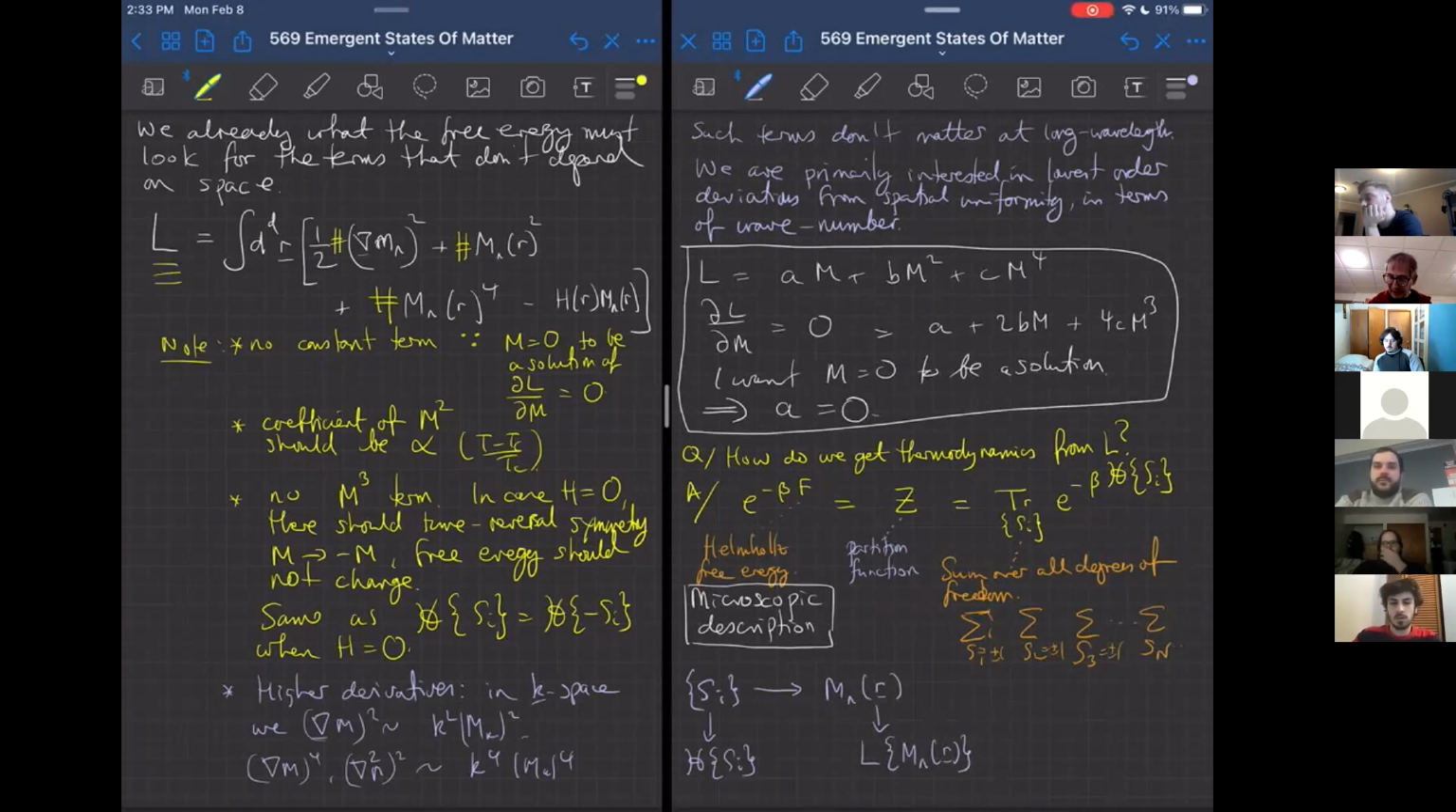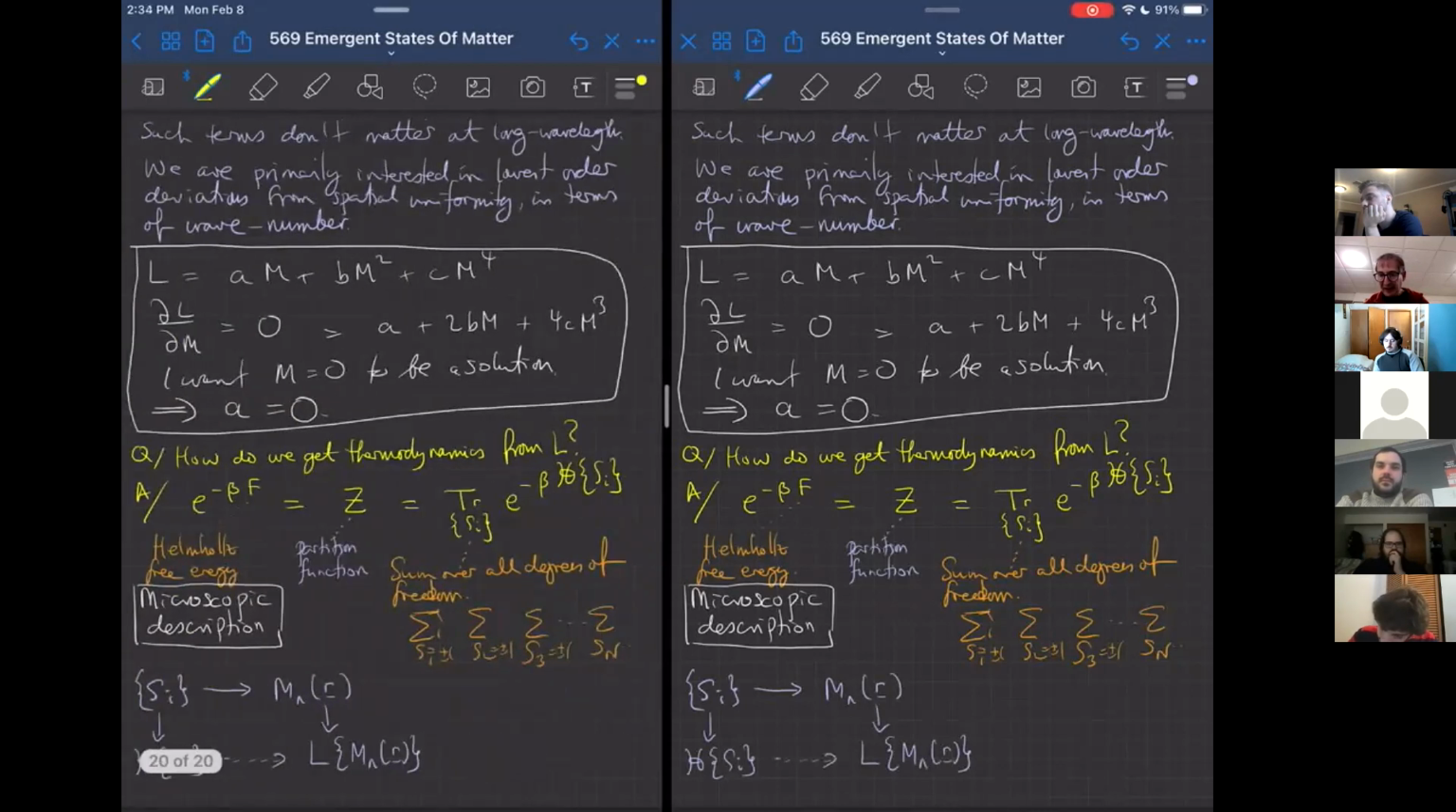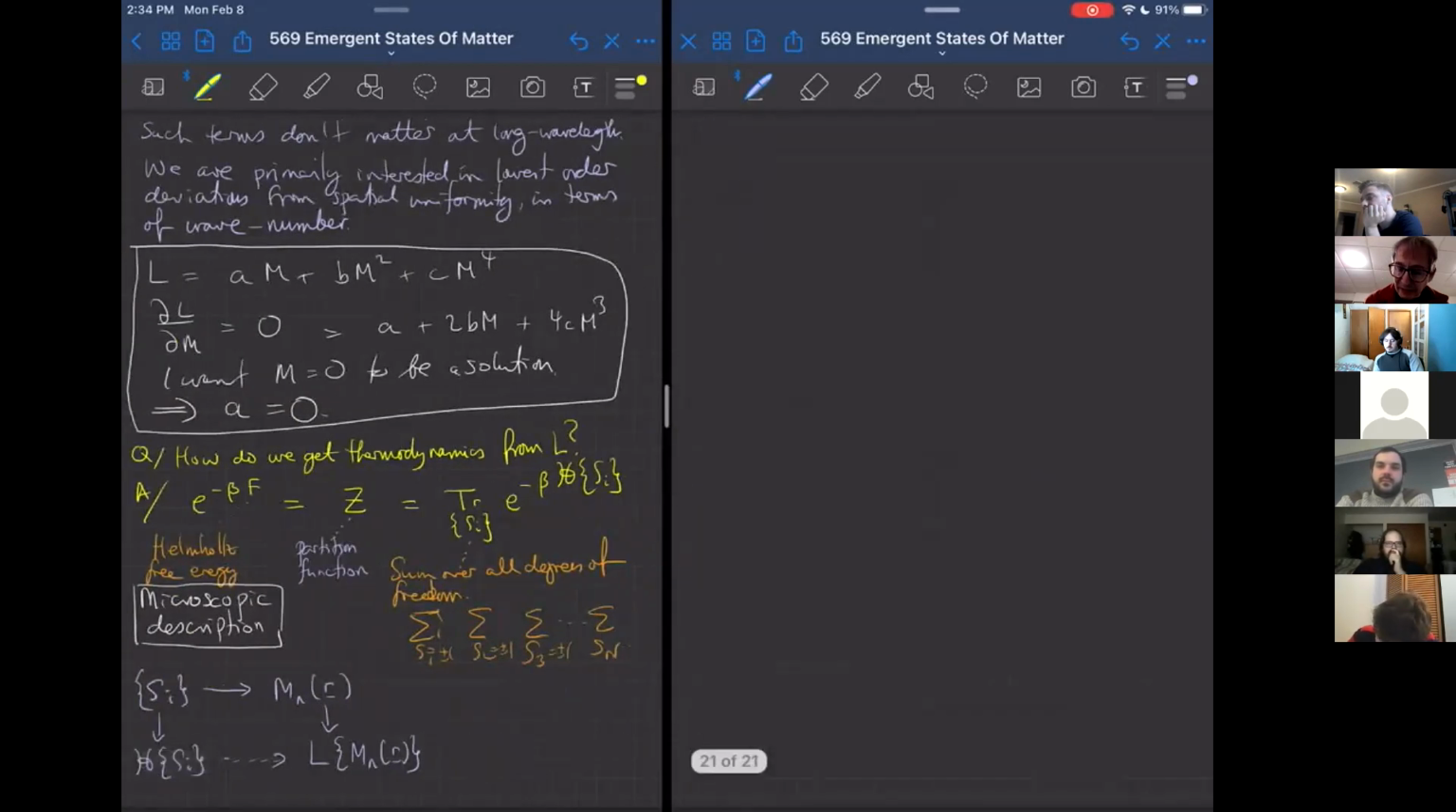So that's what we mean. And so what that says is that if I literally just make this identification, then the partition function is going to be the trace of e to the minus beta times L of m_lambda of r. And so the question is, what does this mean?